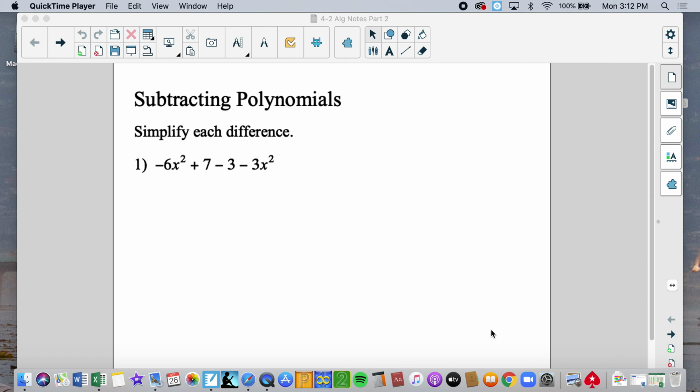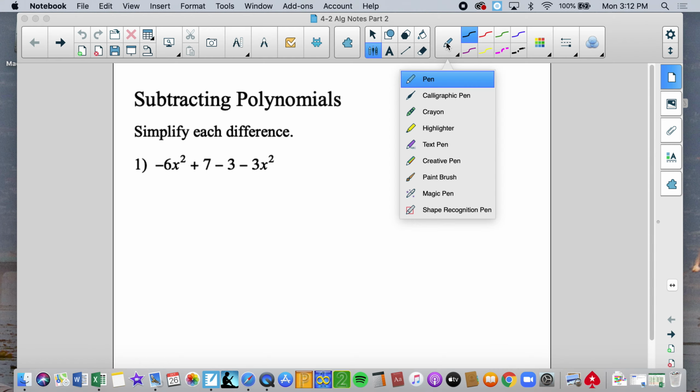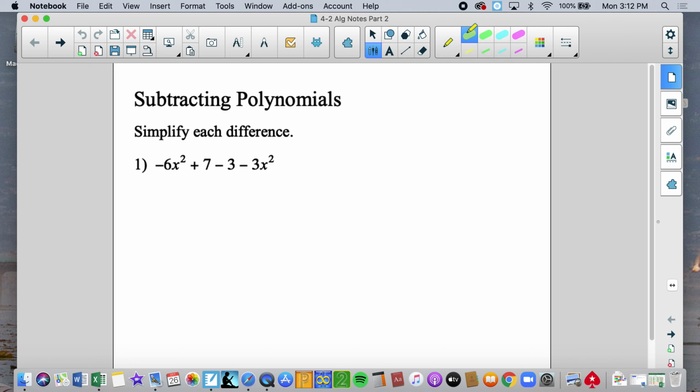Subtracting polynomials. Very similar to addition and subtraction when they are straightforward. We're looking for like terms. Remember, like terms have the same variable to the same exponent. So those would be like terms. And then we know that constants are going to be like terms. When we have like terms, we want to combine their coefficients.